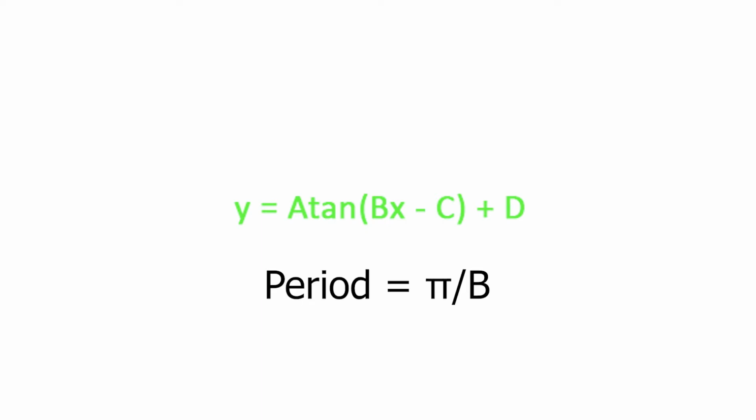Now, just like with our sine and cosine functions, we can expand this equation to accommodate for more complicated functions. The only thing of note here is the period, which is once again found using b, although this time your period will equal pi divided by b.